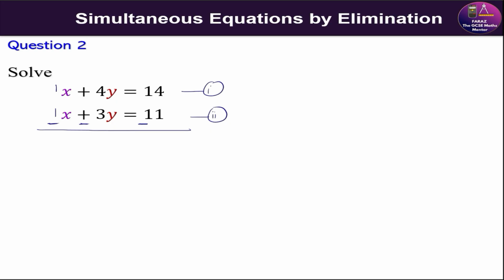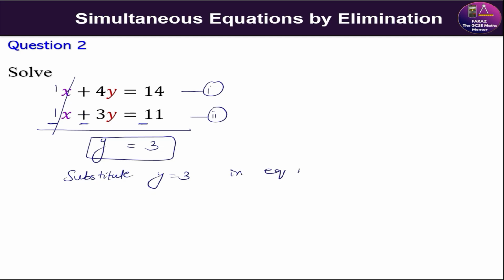Now think in this way, 1x minus 1x cancel with each other. Plus 4y minus 3y. Now you don't have to say plus 3y, it's negative 3y. So 4y minus 3y is just y. And 14 minus 11 is 3. So y equals 3. Substitute y equals 3 in equation number 2, or in equation number 1, it is up to you. You can choose any equation you want.